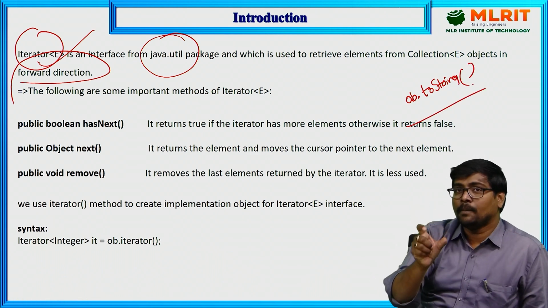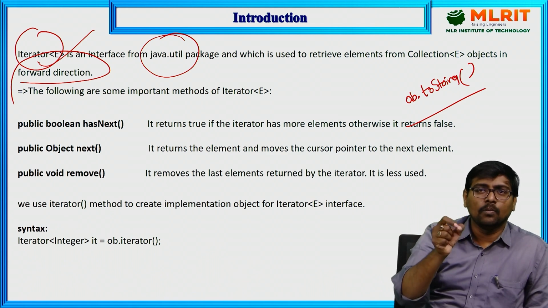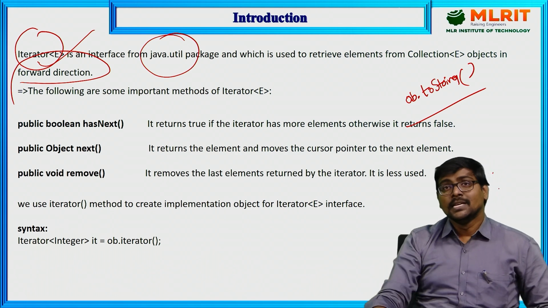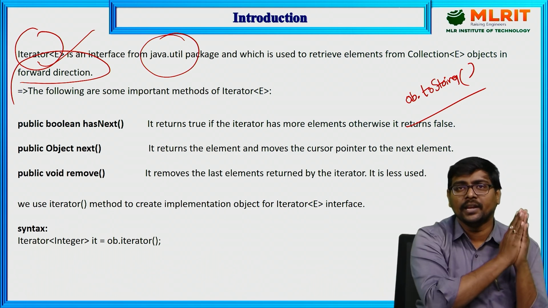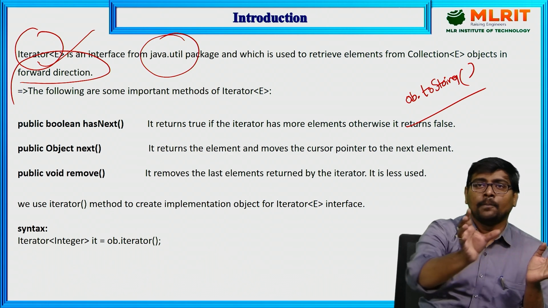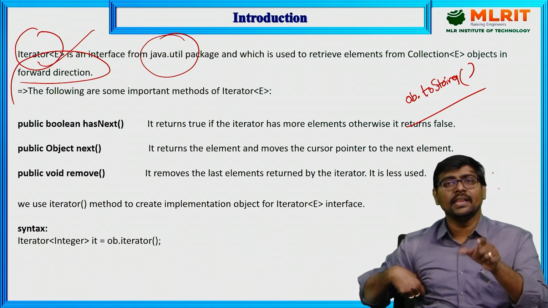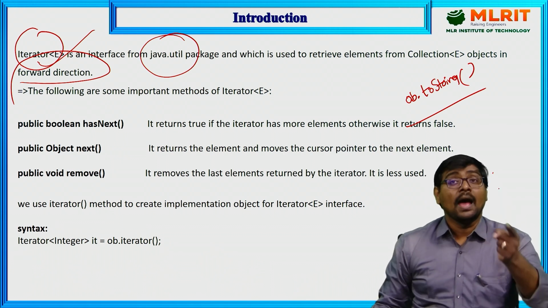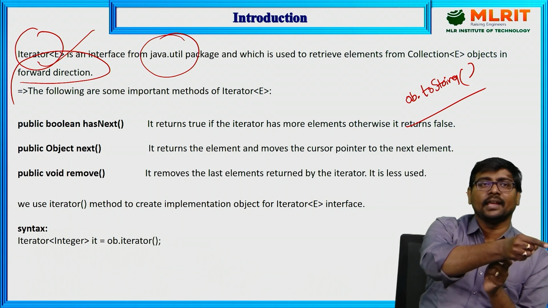But remember, the toString method by default is applicable to Integer objects and String objects. Suppose you have a collection of employee details, that is employee 1, employee 2, employee 3. This toString method is directly not possible. You need to override the toString method. Otherwise, if you want, you can use the Iterator.